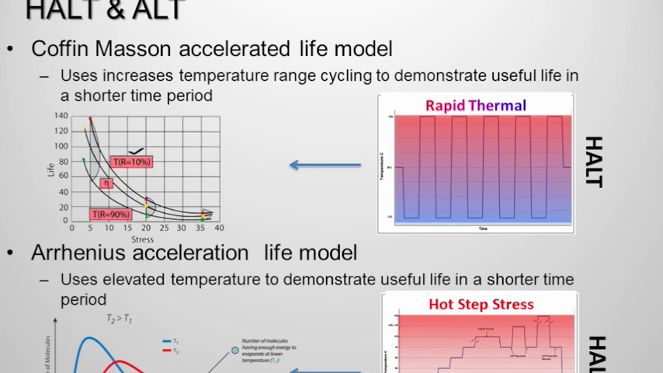Well, again, the same with the previous rapid thermal expansion with a hot step stress. You're operating the product at a consistent temperature in stepped increments, and you're looking for the failure mode in HALT testing. Now, again, it's very difficult to make a life statement on that, but you've learned things that can help you set up a better Arrhenius-based accelerated life test.